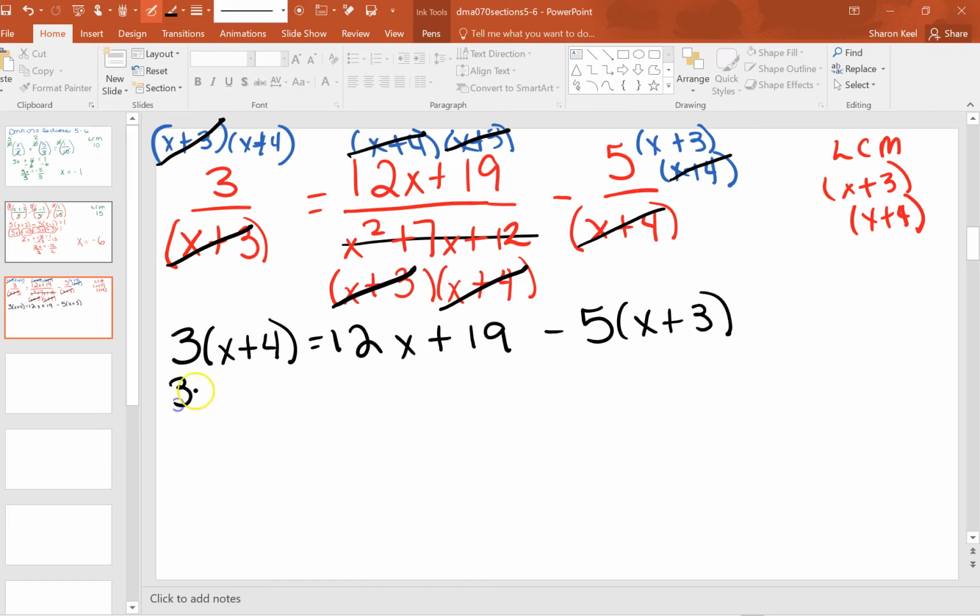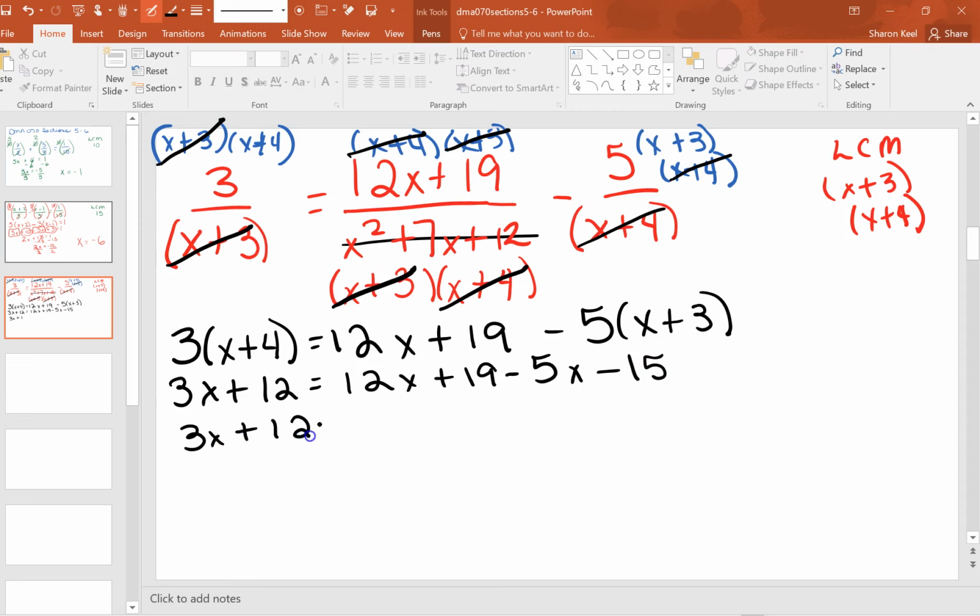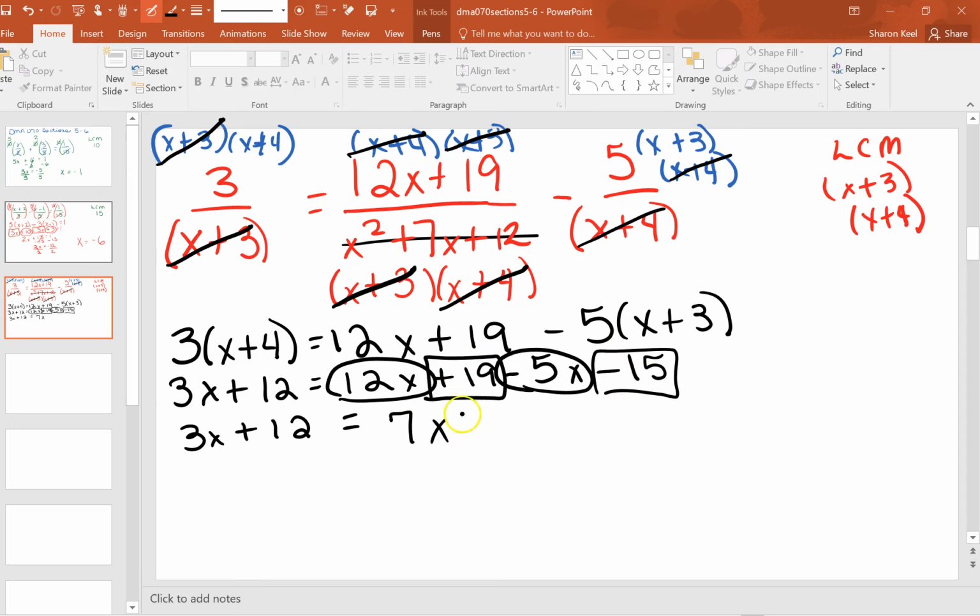We're going to distribute. We have 3x plus 12, 12x plus 19. Distribute here, negative 5x, and then a minus 15. Now on the left, there are no like terms to combine, but on the right side there are. We have a 12x minus 5. So what's 12 minus 5? 7x. And then I have 19 minus 15 leaves me with a positive 4.